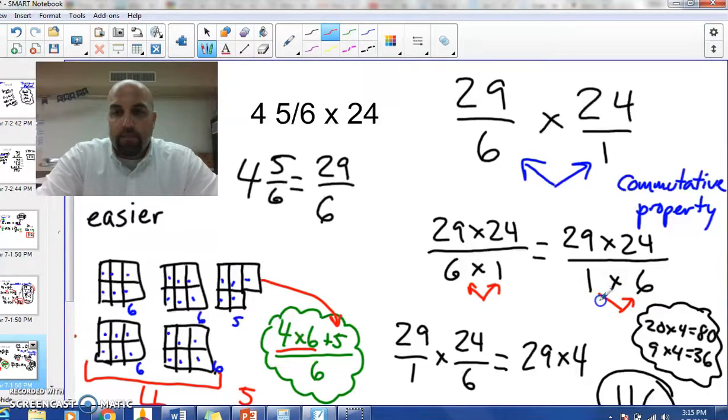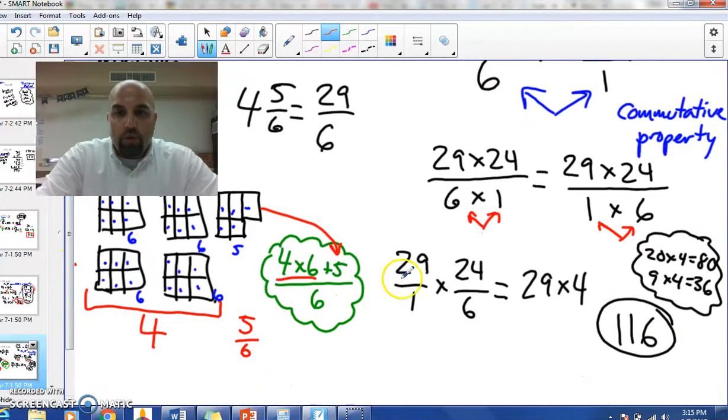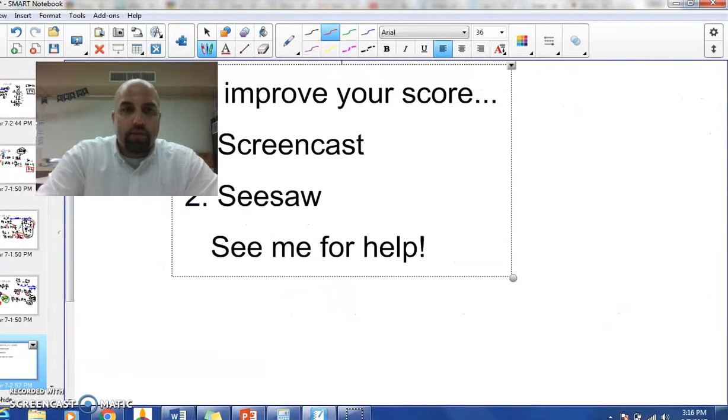Well, I can separate that back out and make it 29 wholes times 24 over 6. But I know 24/6 is the same as 4. So now all I have to do is 29 times 4. And if I am having trouble with that, I can remember here that 20 times 4 is 80, 9 times 4 is 36, and then 80 plus 36 is 116. Okay, so there's 3 different methods for solving.